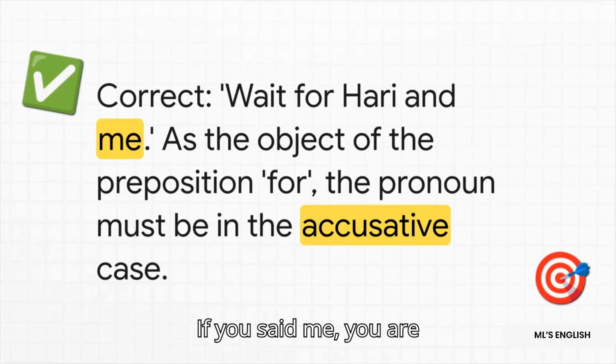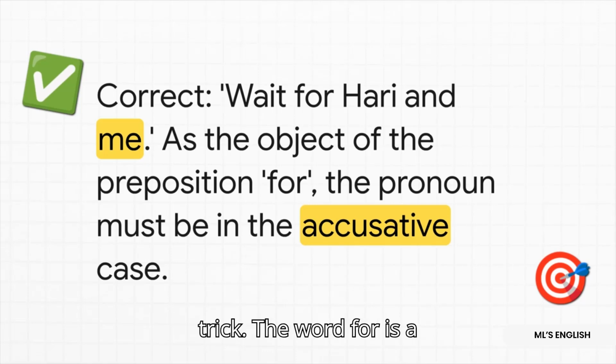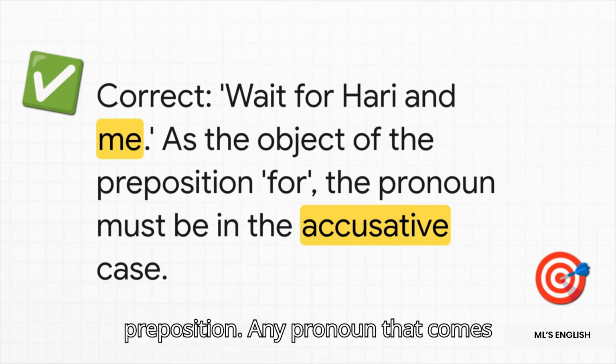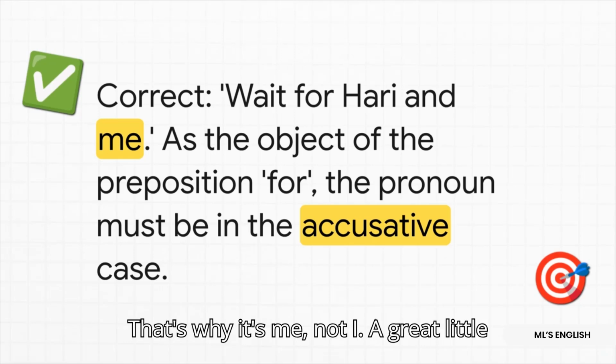If you said me, you are absolutely right. And here's the simple trick. The word for is a preposition. Any pronoun that comes after a preposition is an object, so it has to be in that accusative case. That's why it's me, not I. A great little rule to remember.